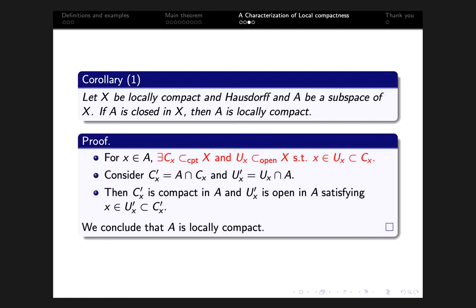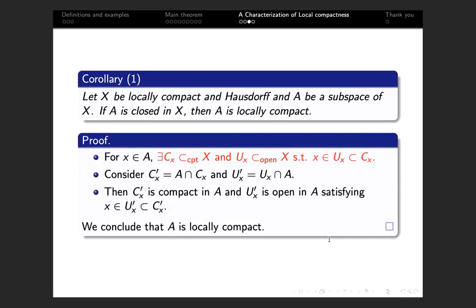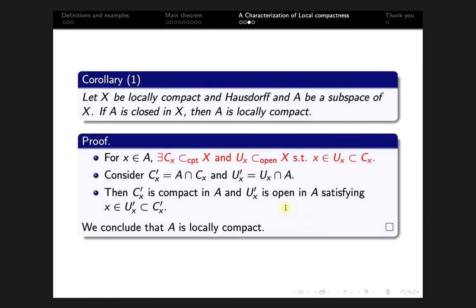Now here we have a corollary of theorem 2. It says that let X be locally compact and Hausdorff, and A be a subspace of X. If A is a closed subset of X, then A is locally compact. That is, our assumption is X locally compact Hausdorff, A is closed in X, to show that A is locally compact.